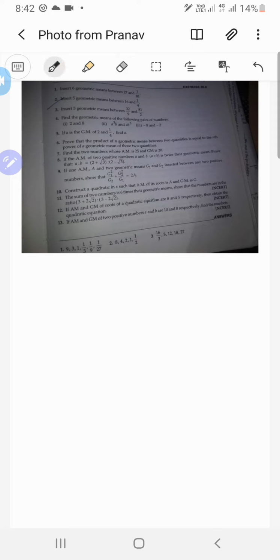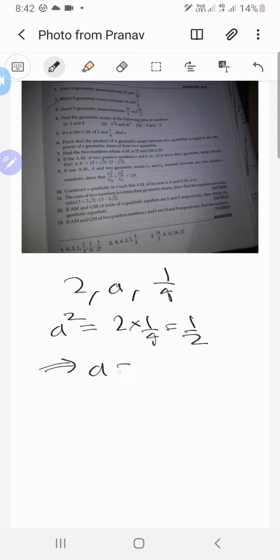Let's go to the next question. If a is the GM of 2 and 1 by 4, find a. So you have 2, a, and 1 by 4. This is supposed to be a GP, which means that a squared is equal to 2 into 1 by 4, which is 1 by 2, which means that a is equal to 1 by root 2, I think. So this is going to be 2, 1 by root 2, and 1 by 4. So yeah, that is correct.